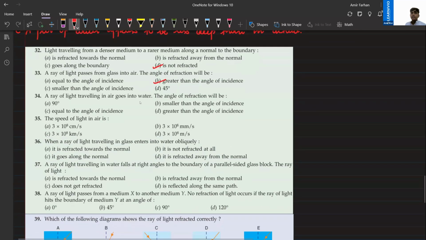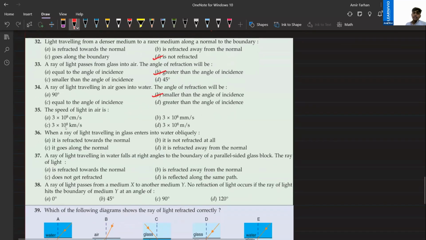A ray of light is going into the air. The angle of refraction will be smaller than the angle of incidence because the light will be bending towards the normal. Next is the speed of light. It's 3.8 into 10 to the power meter per second.